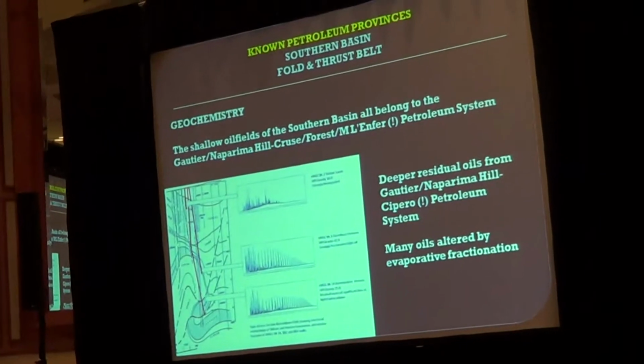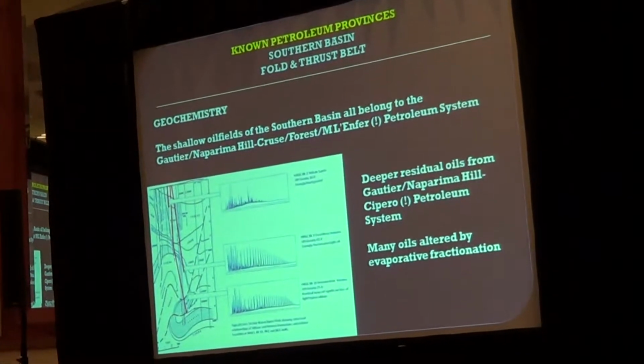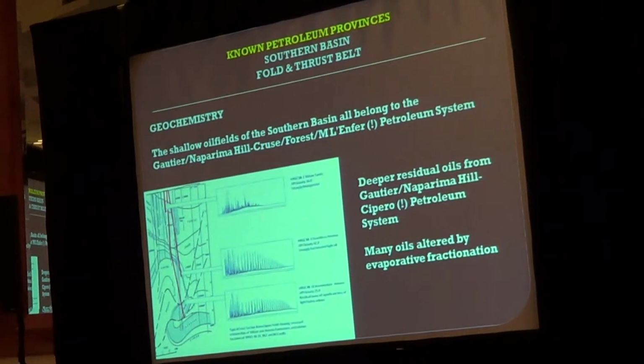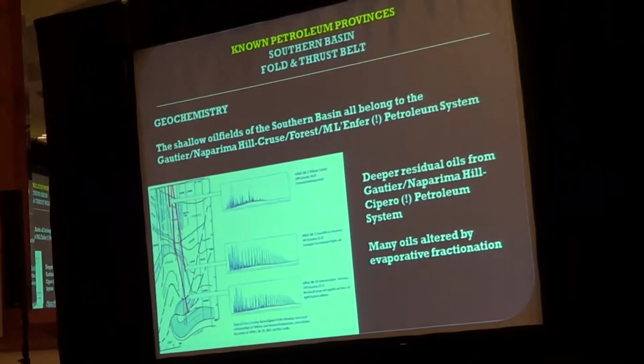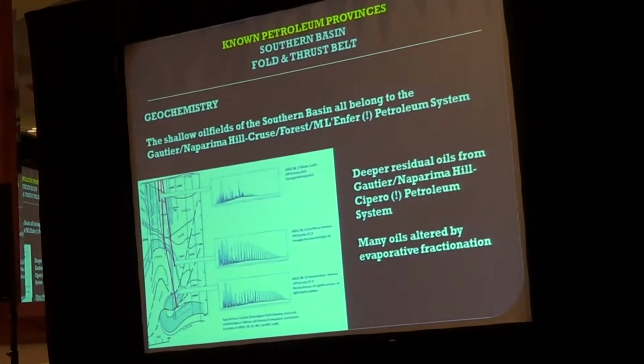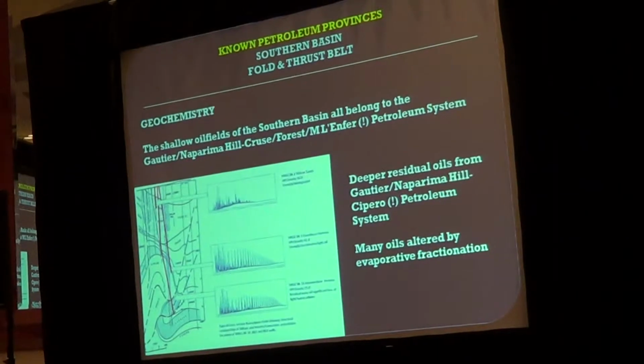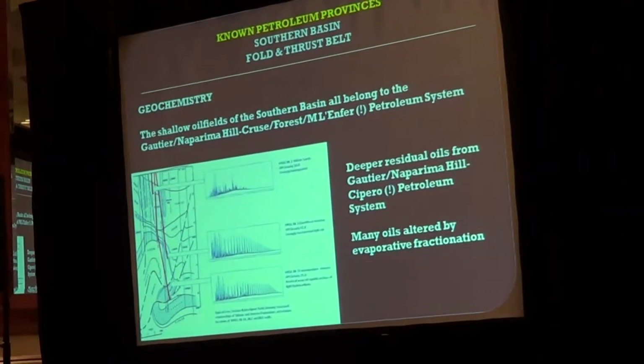This is a cross section through Barrack field, and again you can see the prevalence of evaporative fractionation. That's a residual oil down here. That's 22 degrees API and waxy. That's a characteristic of a residual oil. It's waxy and heavy.